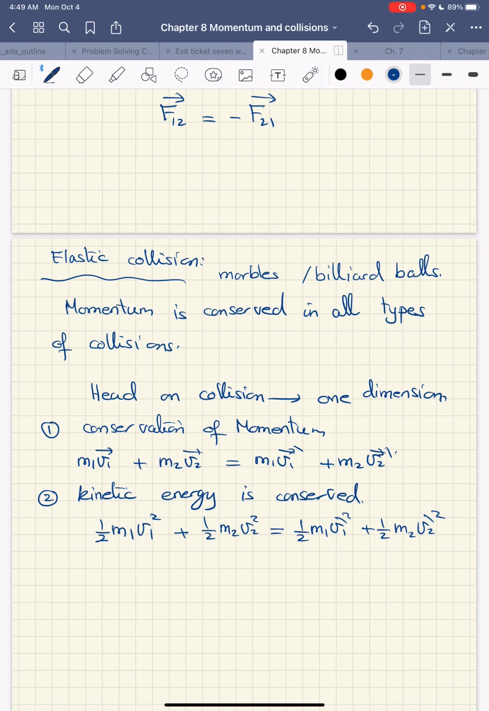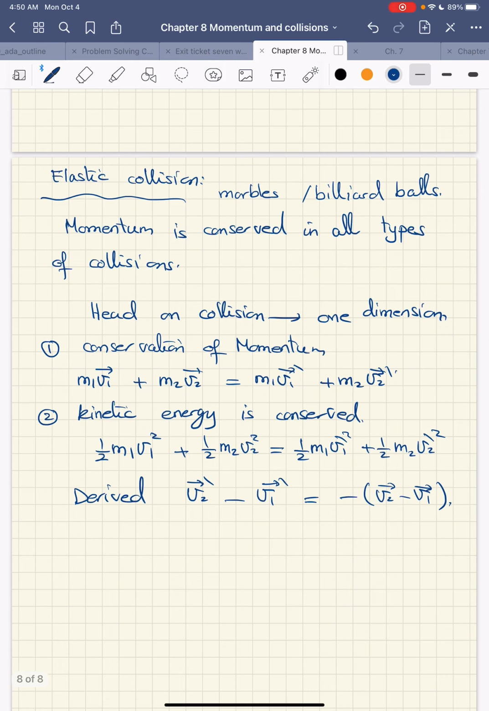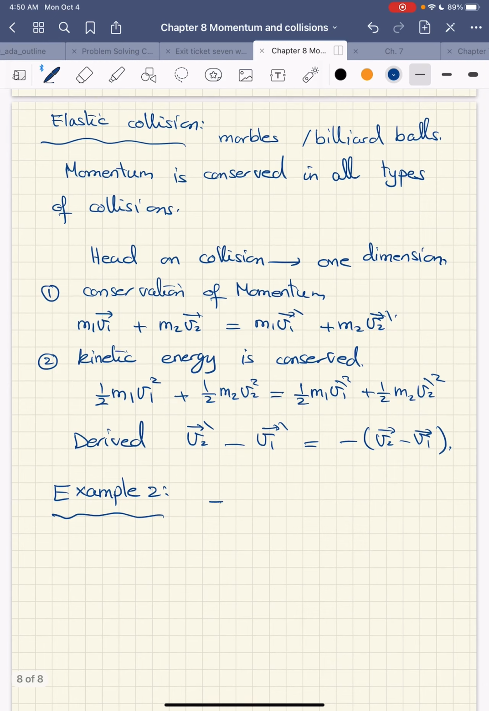Now I can derive an equation from both because the second one is sometimes difficult to use, and that one is gonna be v2 prime minus v1 prime should equal minus v2 minus v1. I'm gonna use this one because it's much easier. Let me show you how. Let's have this example here, where the question is gonna state that it is an elastic collision.